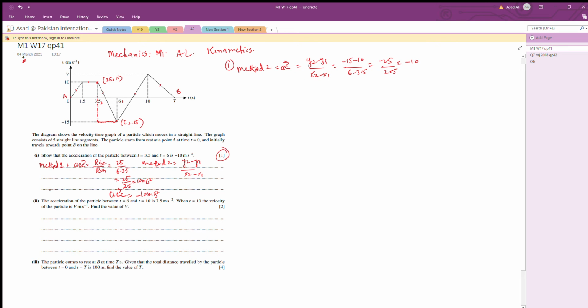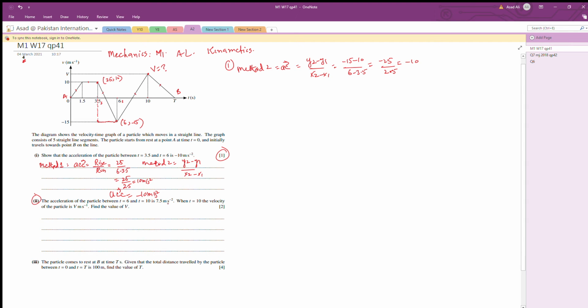That's part one. Now come to part 2: the acceleration of the particle between t equals 6 and t equals 10 seconds is 7.5 meter per second square. When t is 10, the velocity of the particle is v. So find the value of v, the velocity after 10 seconds.